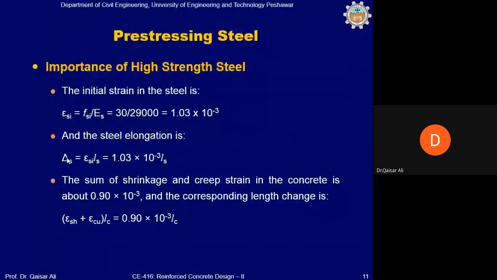Then the sum of shrinkage and creep strain in the concrete is about 0.9 times 10 to the power minus 3, and the corresponding length change is this. Okay, this 0.9 times 10 to the power minus 3 is the change in the length of concrete due to shrinkage and creep.